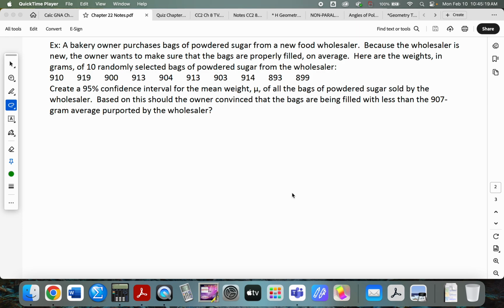And we have all these different ones. Create a 95% confidence interval for the mean weight, mu, of all the bags of powdered sugar sold by the wholesaler. Based on this, should the owner be convinced that the bags are being filled with less than the 907 gram average purported by the wholesaler? So the wholesaler says, my bags have an average of 907. We're going to look at a confidence interval to decide, is that true or is that not true?